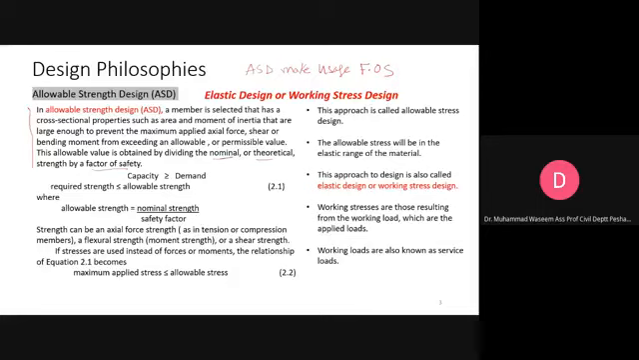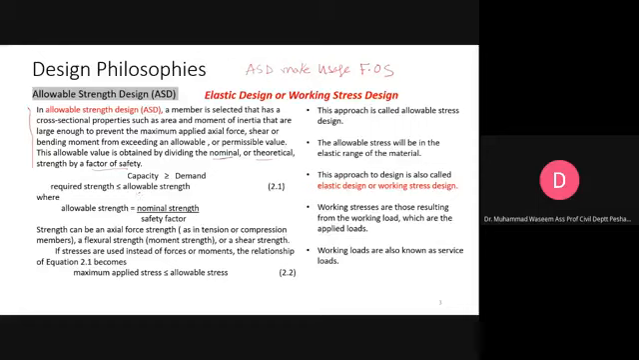The basic philosophy of the design is that the capacity of the member should be larger than, or at least equal to, the demand. This demand can also be termed the required strength of the member.